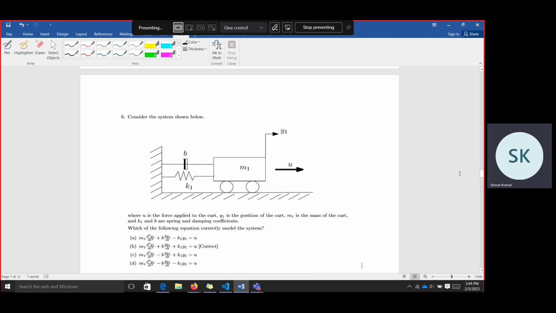So this is the next question. This is a spring mass damper system, and a force U is being applied. There is a displacement of the car, we can say y1, which is changing this position, and the mass of the car is m1. K1 and B are the spring and damping coefficients. So it is asking what is the correct model of the system. Now, obviously, this is a dynamical system. So how do we write it? There is a force U that is being applied.